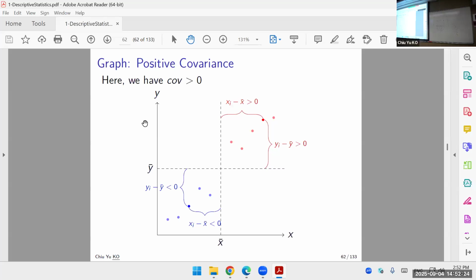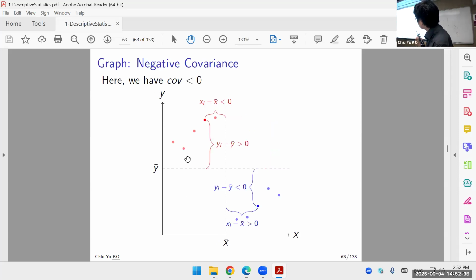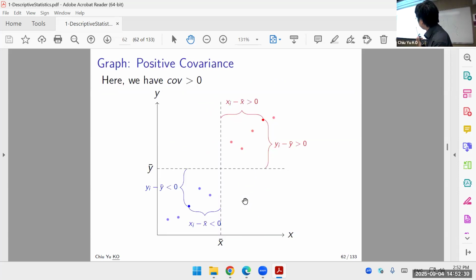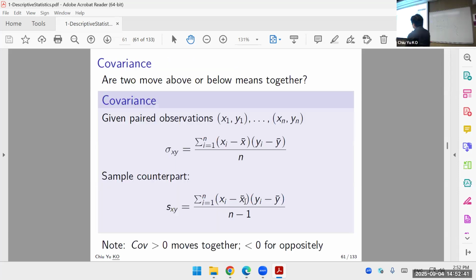Okay? If positive, all data are here. Negative, the data are all here. Okay? So that is what the covariance is capturing, right? If this is negative, this is negative, right? So that is the idea. It's capturing whether they move above the mean of X and Y at the same time, or they're below the mean at the same time, right?